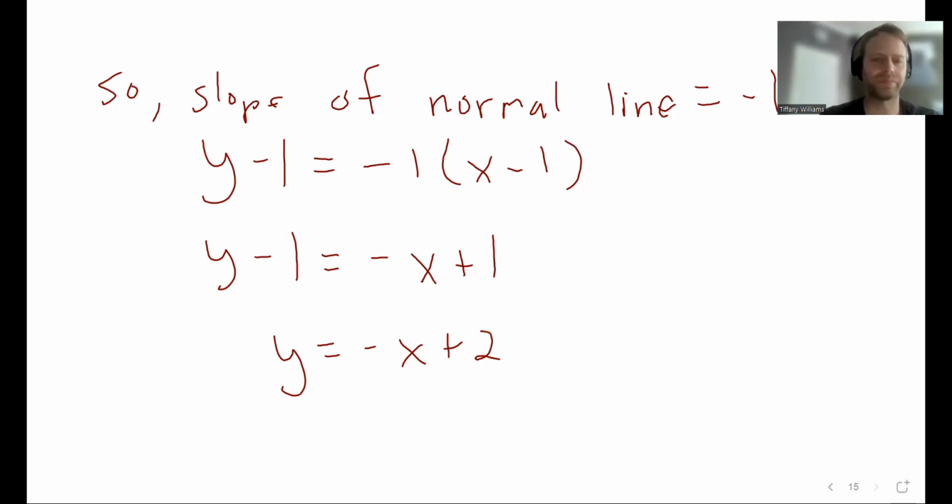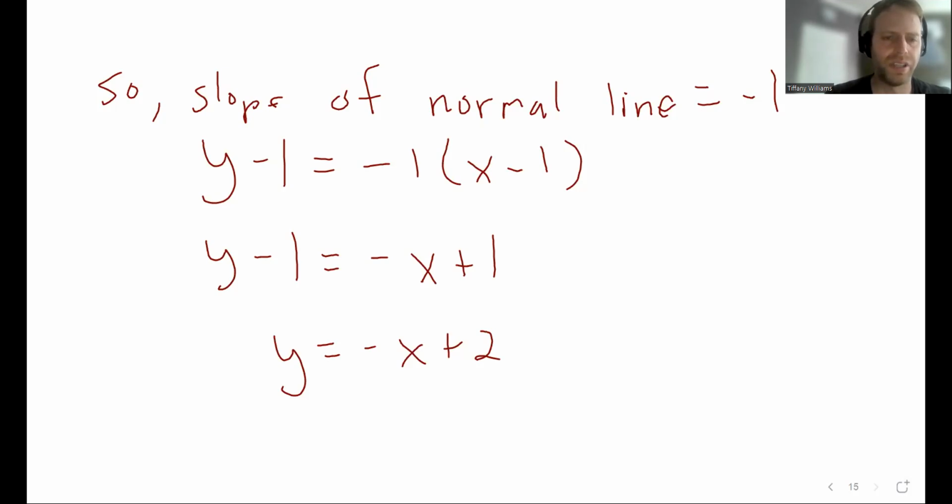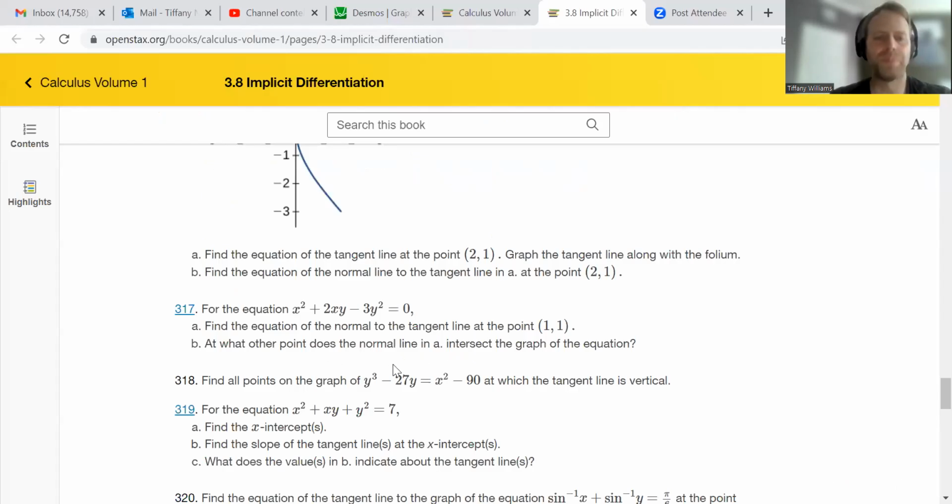So that's the equation of the normal line, which is perpendicular to our tangent line. Okay? All right. So now let me go back to the question here. Just show you here. So remember, part B is at what other point does the normal line in A intersect the graph of the equation?